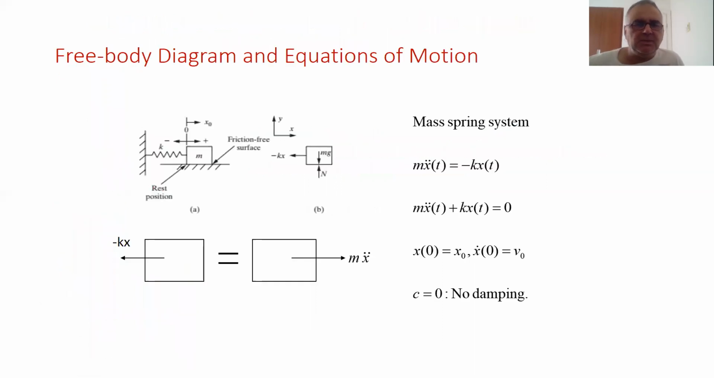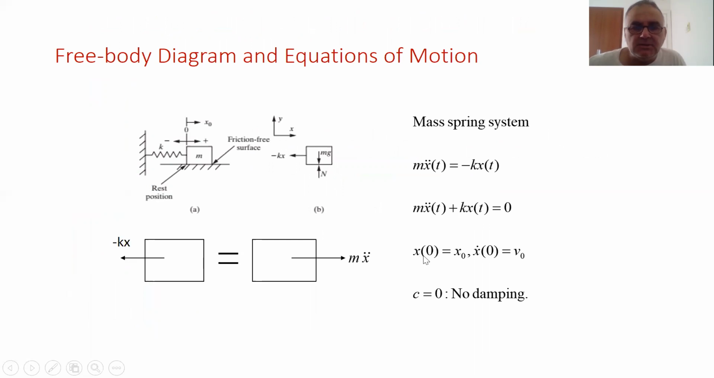The same system again, but I show you how to derive the equations. We just use Newton's laws. The only force acting on the system is the spring force, and the spring force here is equal to the inertia force, and therefore mx double dot is equal to minus kx.